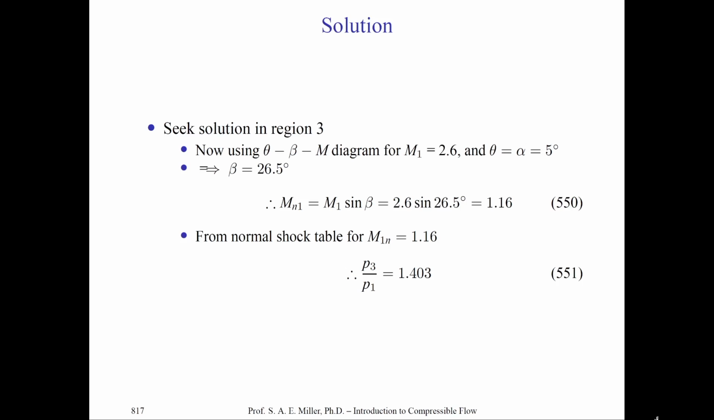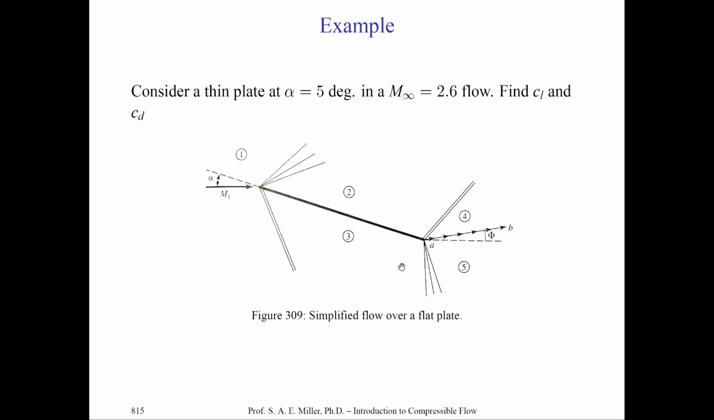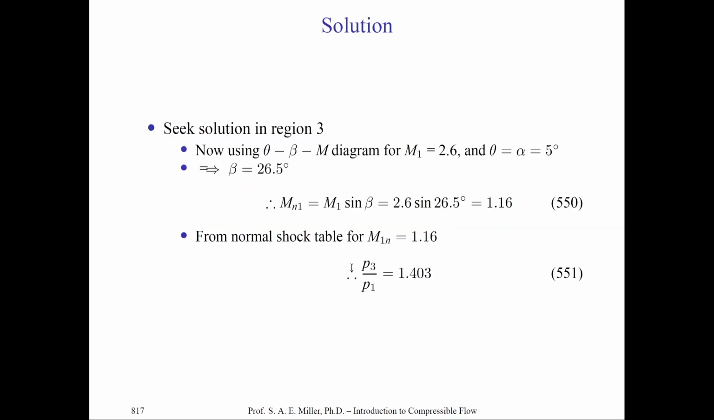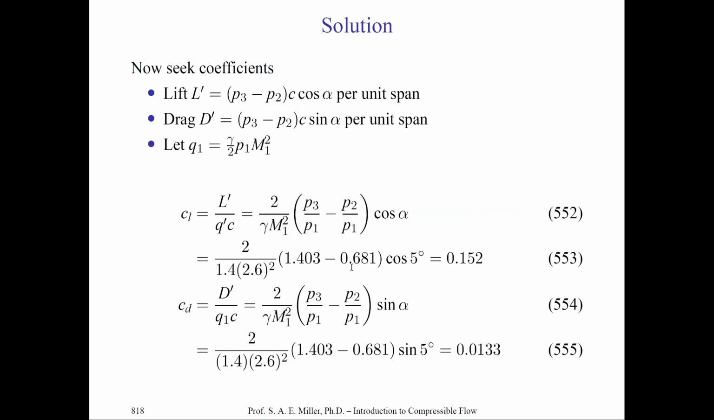So the static pressure ratio across the oblique shock between 1 and 3 on the pressure side of the airfoil is, of course, 1.403, which you can see makes sense because the static pressure is rising. So now we have the static pressure ratios above and below the airfoil through the expansion and shock wave, respectively. We can now seek coefficients for lift and drag. Let's define our lift coefficient this way as L prime and our drag coefficient as D prime.